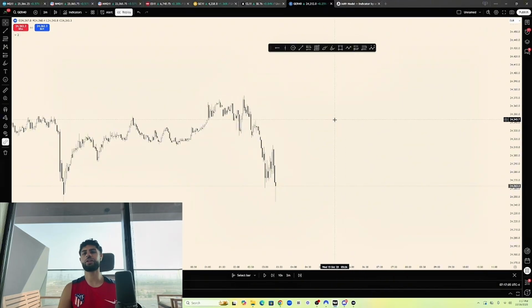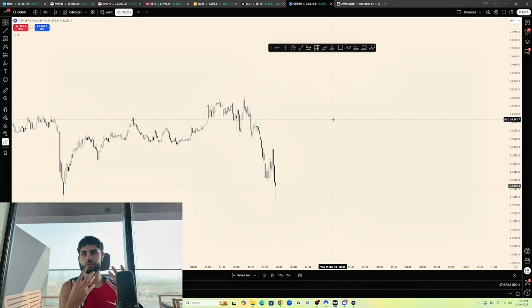Okay, let's start with this. This works the same on any chart, any time frame. Ignore what the chart name is, ignore what the time frame is. When you're drawing structure, it's fractal, it's going to work the same.